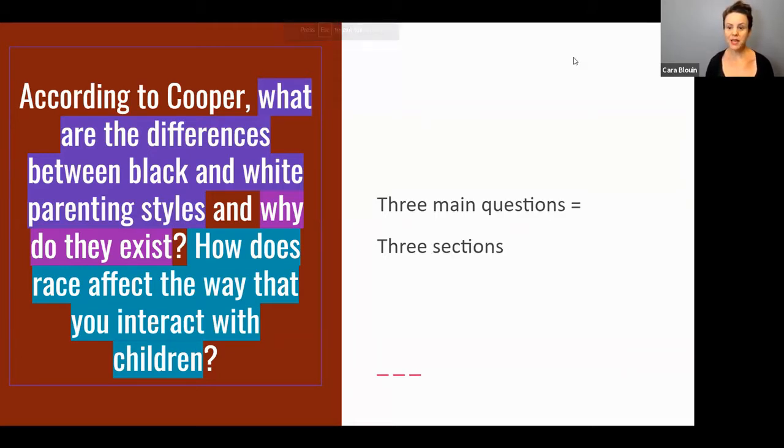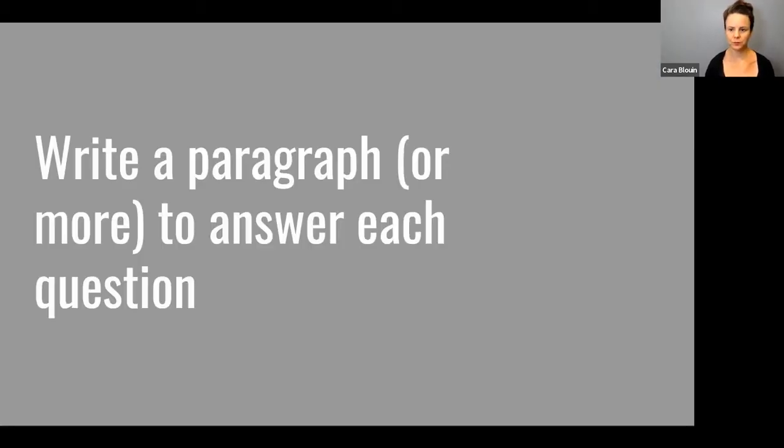If the essay prompt has 3 questions, that means your essay is going to have 3 sections. It might mean that there are just 3 paragraphs, or the sections might be a little bit longer than a paragraph, but you know that you have to have 3 different sections in your essay because you have to answer 3 different questions. When you're writing an essay, you're going to write a paragraph or more to answer each question. Writing a paragraph or more for each question is almost exactly the same as the process of writing a discussion post. You're just going to be writing more and longer because this is an essay.